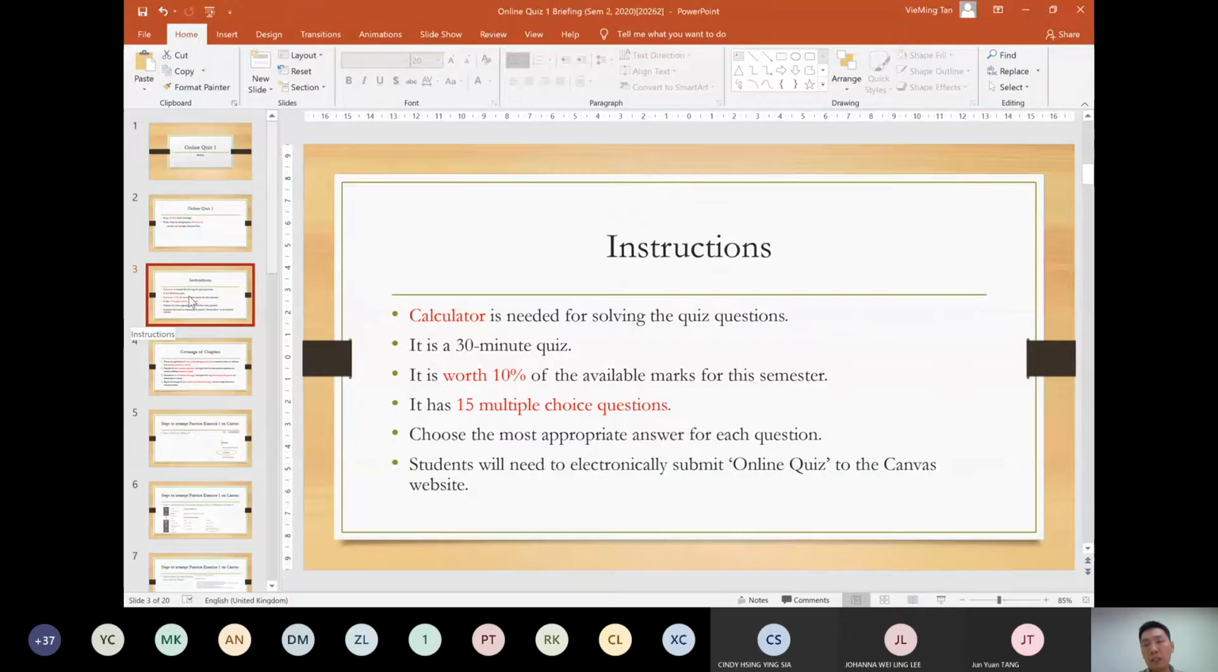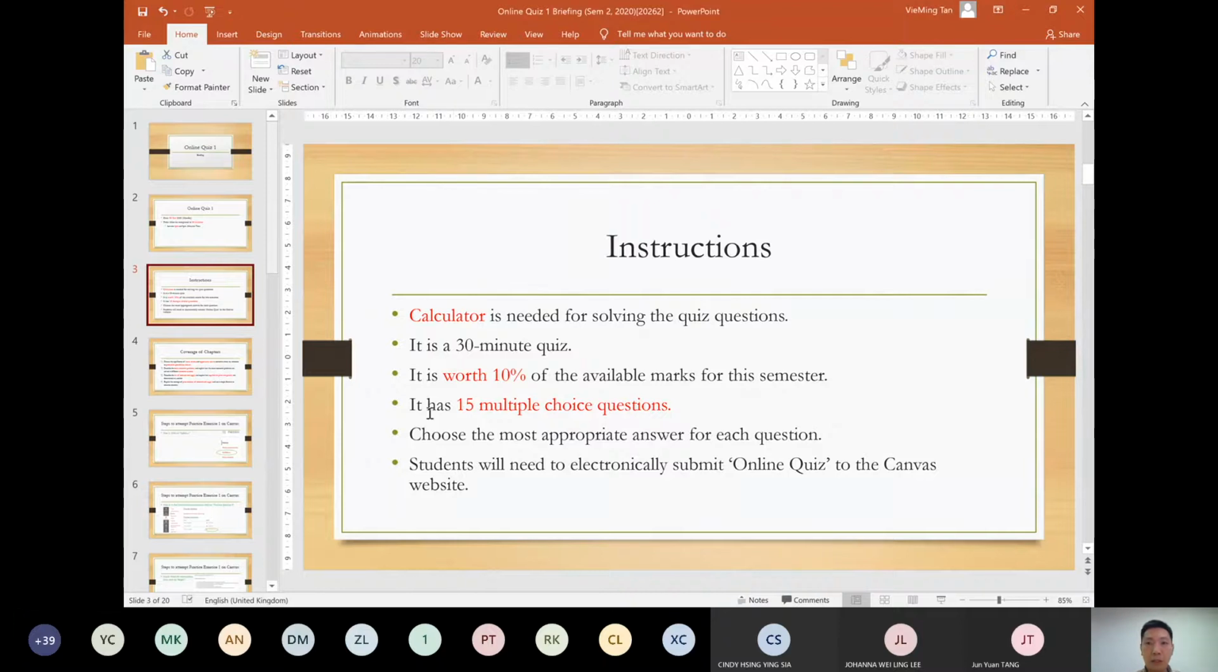Maybe for your general mathematics, what calculator are you using most of the time? Any model of calculator can be used, or the traditional one also can be used. This is the calculator I use, but this is more advanced. You can use the basic one, that is also fine, or just use your handphone to do calculation. But make sure that you have one calculator for this quiz, and that you are familiar with its functions. So get one calculator ready during the online quiz.